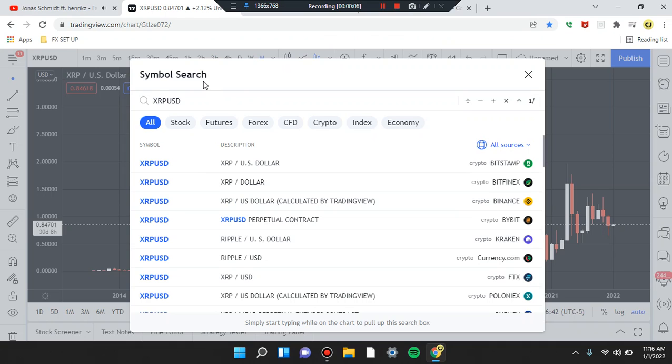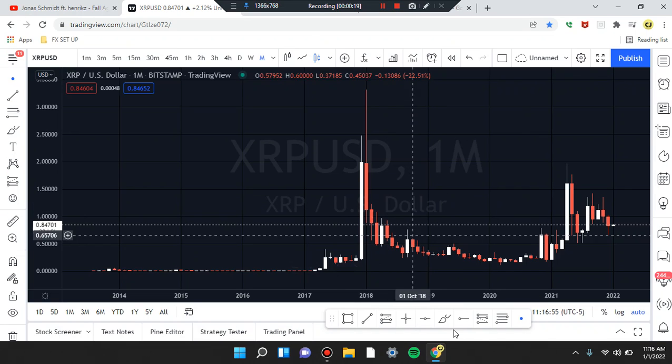We are here running the levels, looking for market structure and patterns. Okay, guys, we are marking up XRP. Let's take a look at what's going on in the market, looking for patterns.